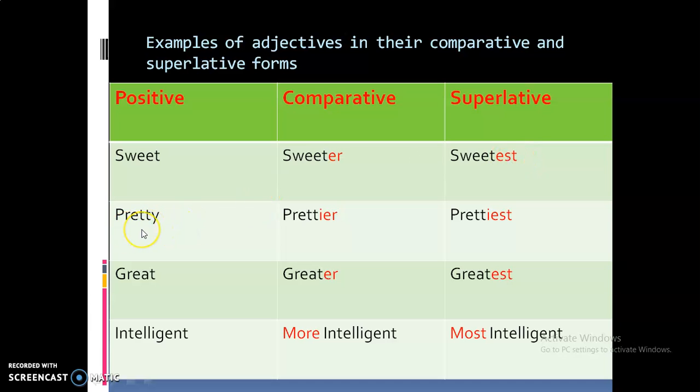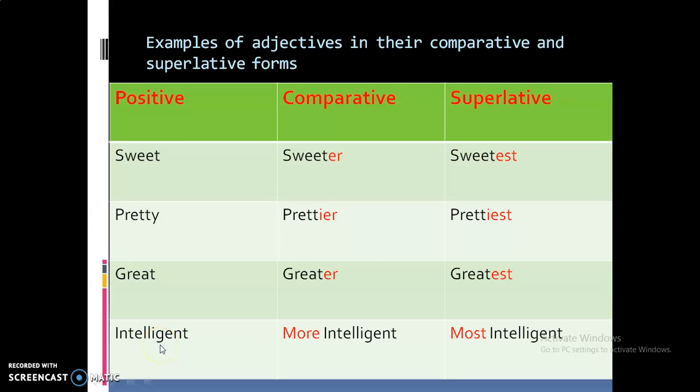And next is pretty. She's a pretty girl, and she's prettier than, you're comparing. Tina is prettier than, that is a comparison, so we use ier. Next is she is the prettiest girl. Tina is the prettiest girl. So pretty, prettier, prettiest. Here, great, greater, greatest.